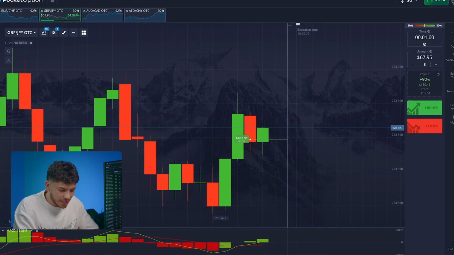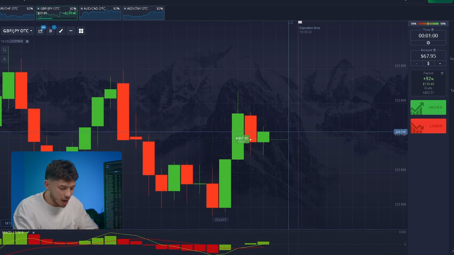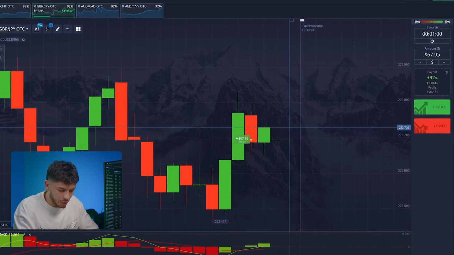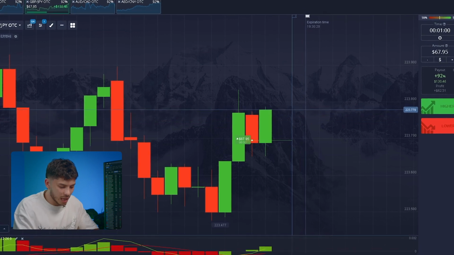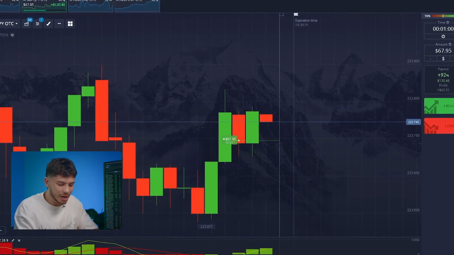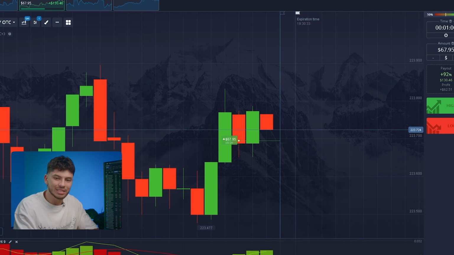The advantage of trading in this market compared to others is that our result doesn't depend on the entry point. It depends on correctly identifying the direction. The distance between the entry and exit points doesn't matter as much. The main thing is finding the right trend.